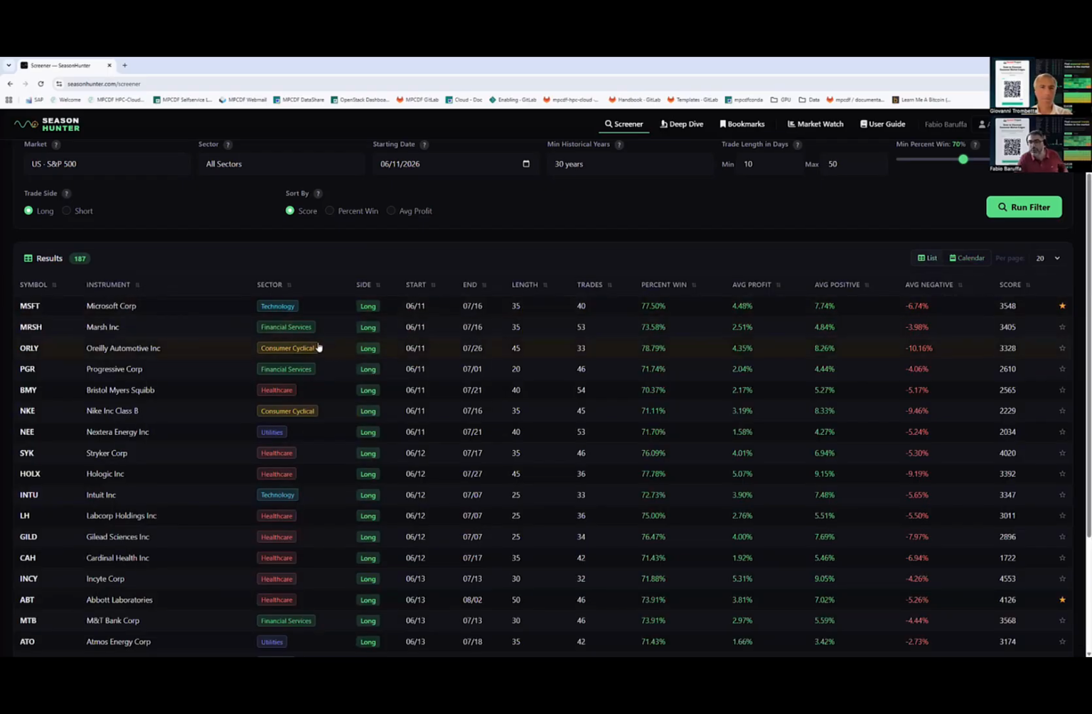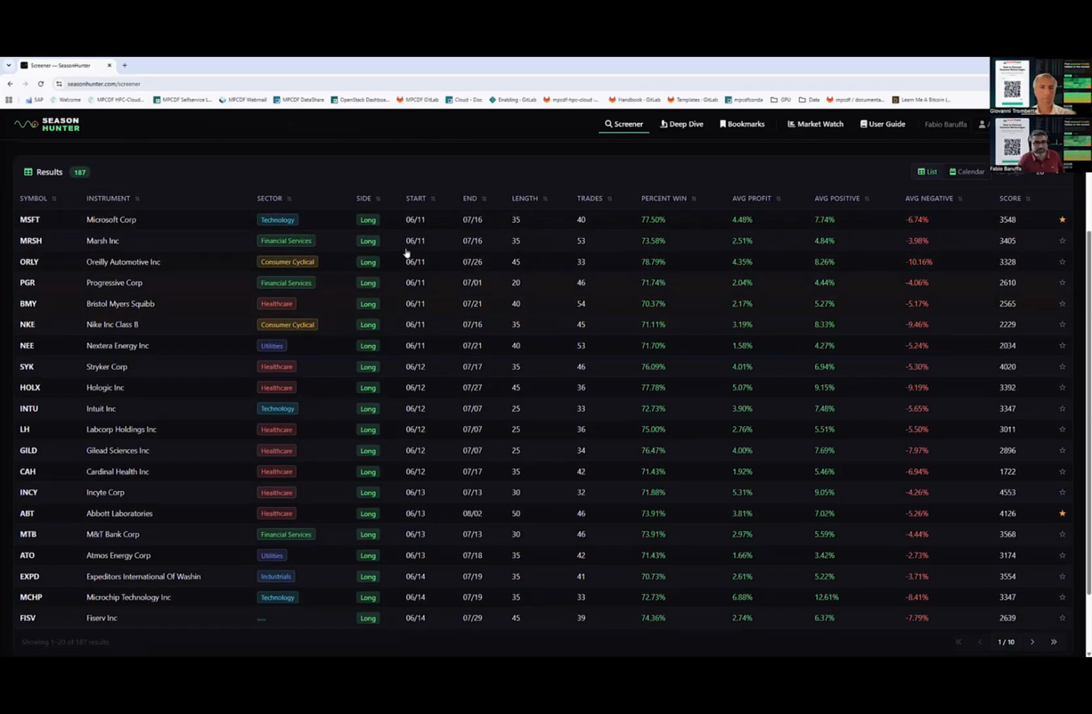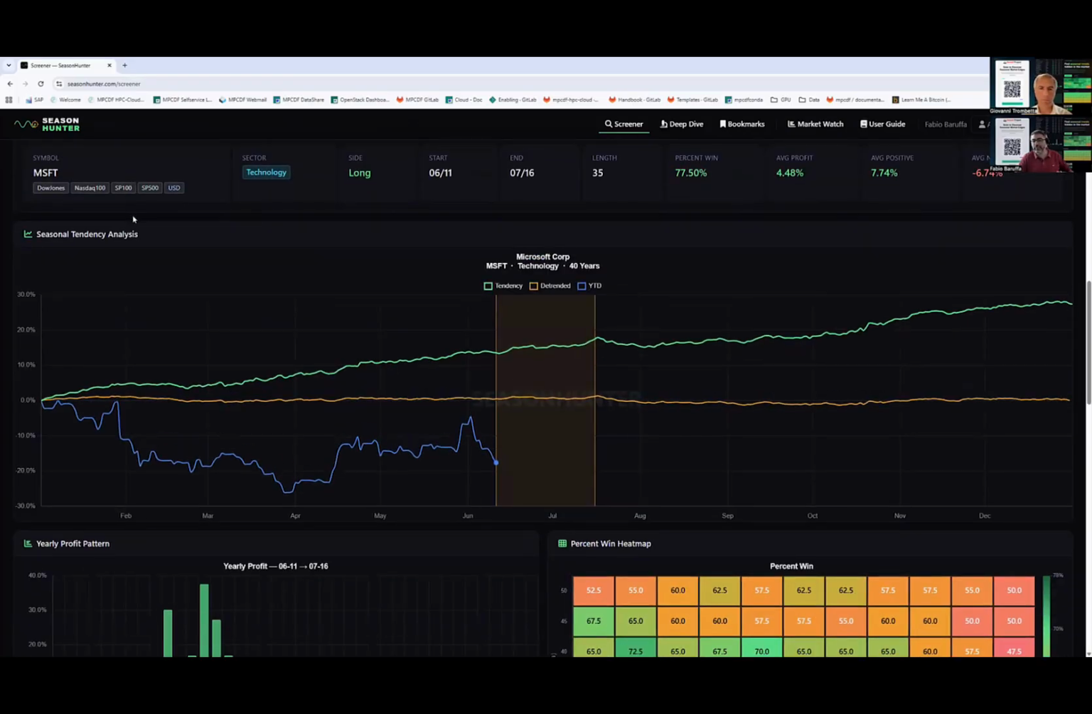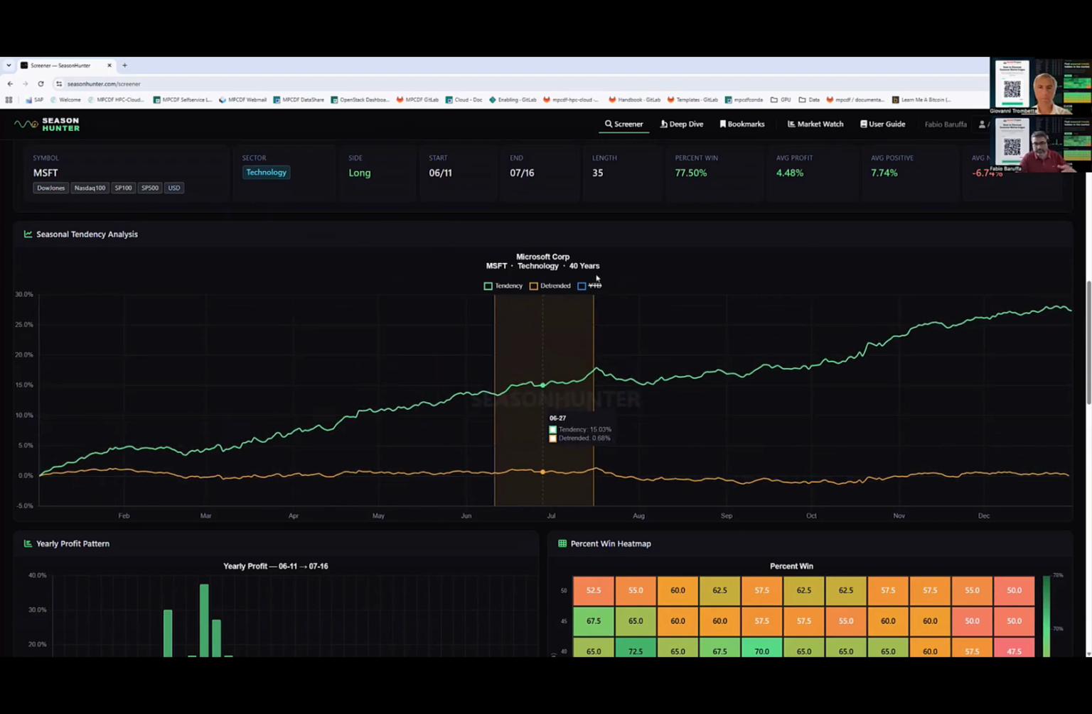Okay, now let's look at the data. So now, for example, there is some ticker here. There's the start of the season, the end, the length, the number of days, the number of trades, percent win. If I click here, then something happened. So some data is being shown in a different way, and we are going to discuss. Let me remove for a second the year to date, just to make a clear and clean graph.